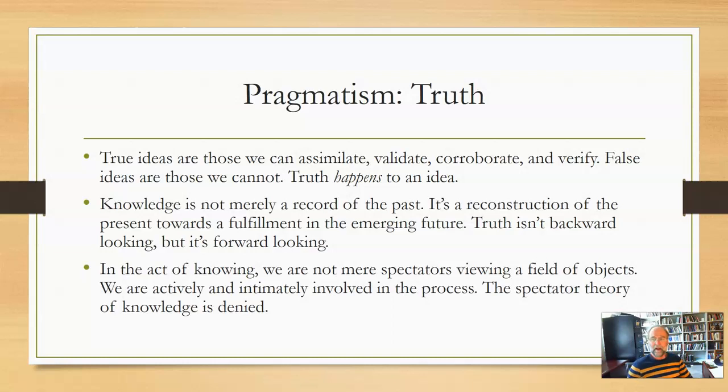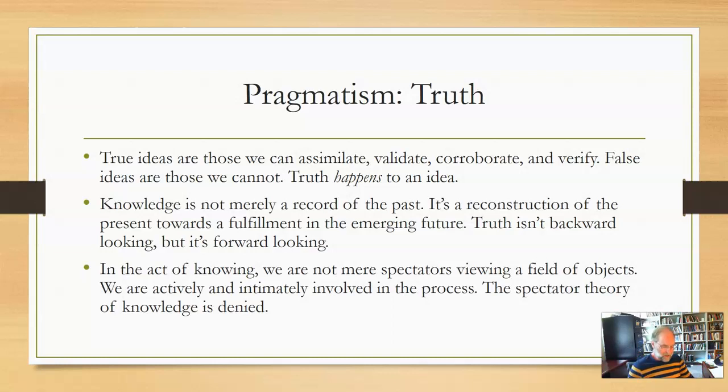William James, in perhaps a less unfortunate formulation, says that true ideas are those we can assimilate, validate, corroborate, and verify. False ideas are those we cannot. I'm not exactly sure how to parse that right now, so we'll just go on to something else. But for him, truth happens to an idea. It becomes true in its use, in its usefulness. But you know what? Let's leave that behind us. Let's go on a little bit.